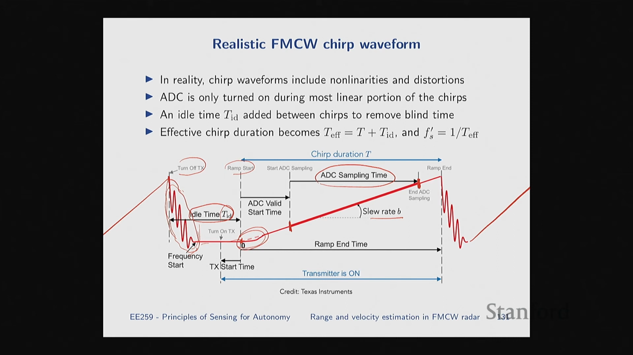That idle time should be factored in when it comes to the sampling rate along the Doppler axis, because we said the sampling rate is just 1 over the chirp duration. But in reality, there's this T effective, which is the chirp duration plus the idle time. So the sampling rate on the Doppler axis becomes 1 over the effective chirp time, which is the chirp duration plus the idle time. It's very, very important. And these numbers are known.